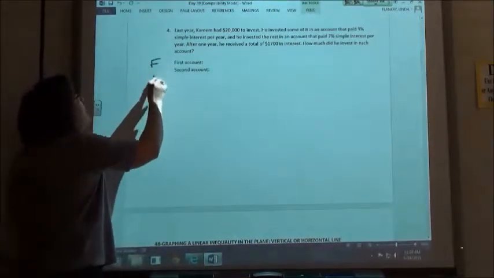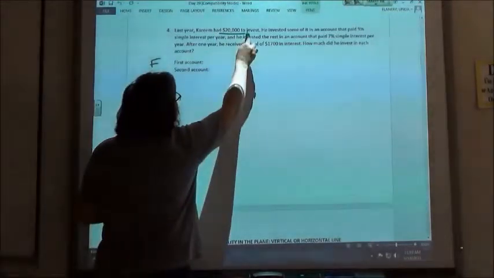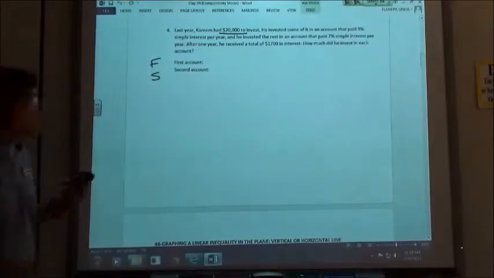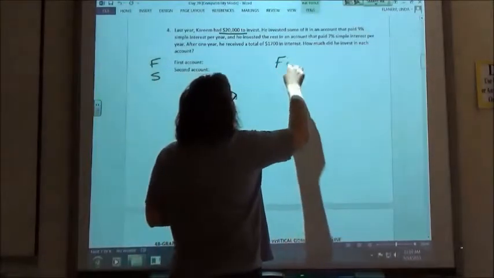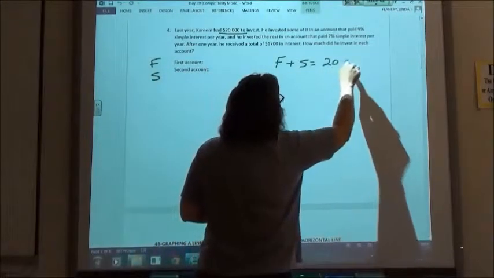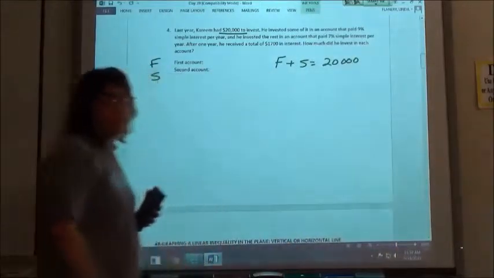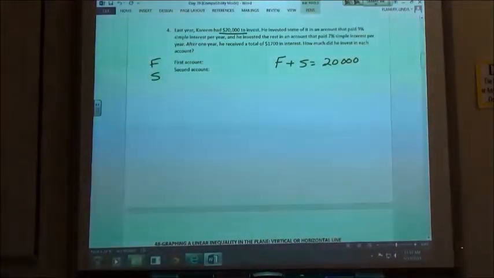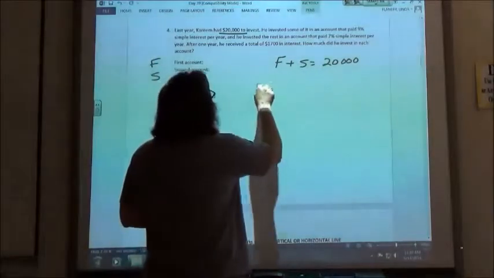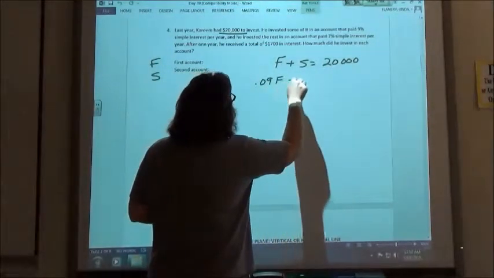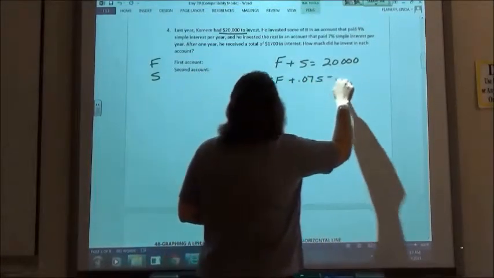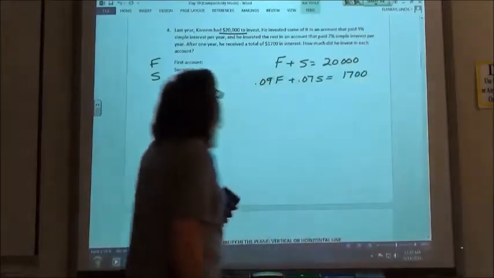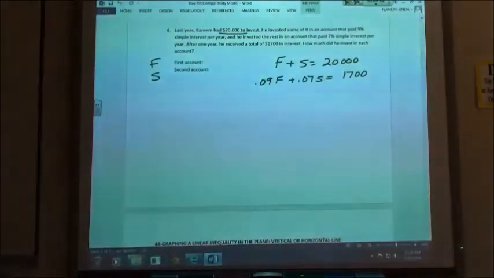So I had my first account and my second account, and in this case it's saying how much in each account. Well, it told us how much he had total, so we can start out and say that the first plus the second is $20,000 altogether. Very similar to the previous homework pages problems. So, he had 9% on the first and 7% on the second, and he had $1,700 in interest altogether.